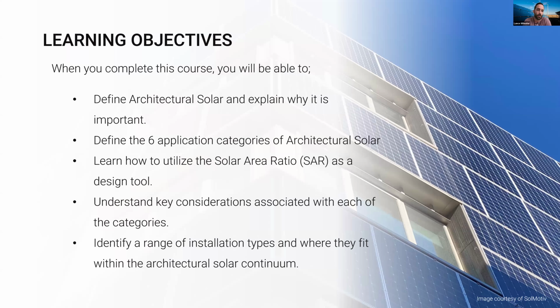But when you complete this course, you should be able to define architectural solar and explain why it's important, define the 6 application categories of architectural solar, learn how to utilize a solar area ratio, a concept we've been developing internally here and are going to share with the world today. Understand key considerations associated with each of the categories. So we'll go through a number of categories of this architectural solar continuum, and identify a range of installation types and where they fit on that architectural solar continuum.